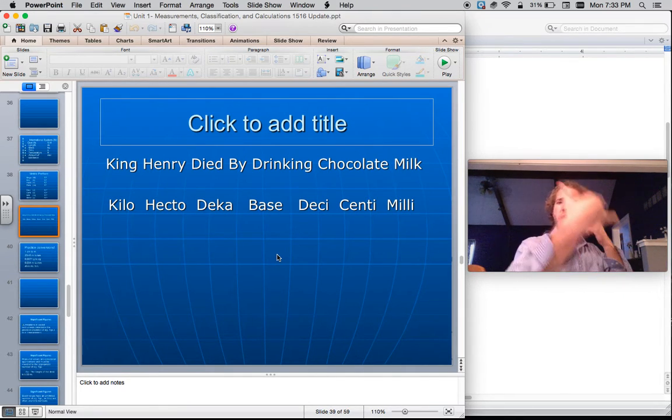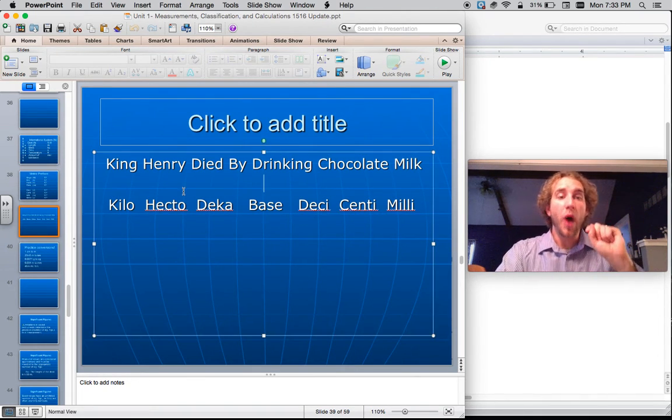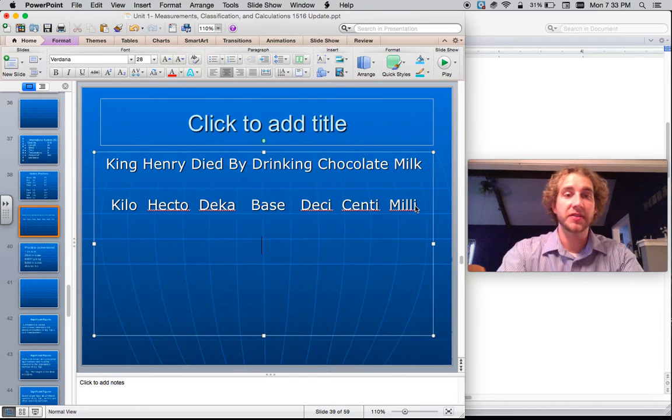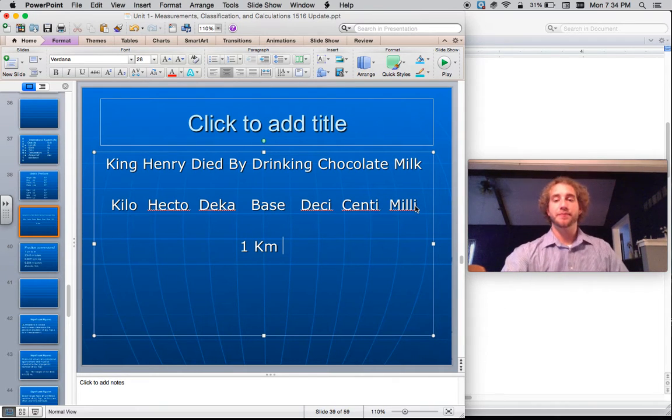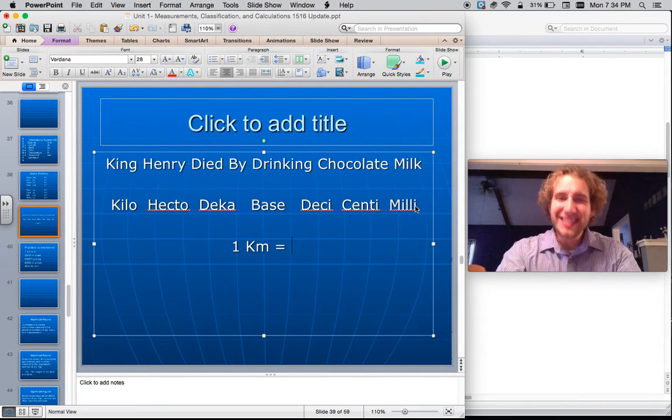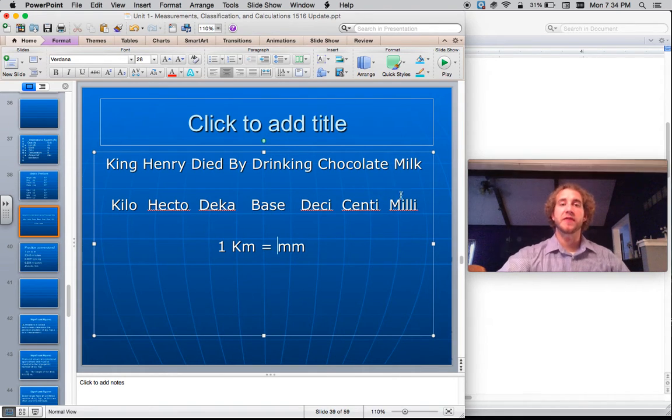Say you had 1 kilometer. You're starting way over here at 1 kilometer. You have 1 kilo of something. So 1 kilometer, sure, why not? And we want to know how many millimeters that is. Now the first M here is the milli, the second M is meters.